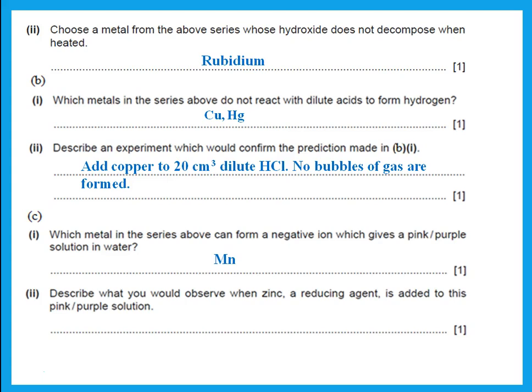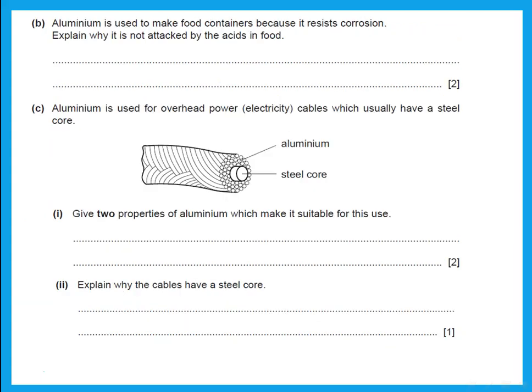Remember, when we were talking about oxidizing agent, we said potassium manganate is an oxidizing agent. So when it reacts with something that is a reducing agent, it changes from purple to colorless. Okay. Aluminium is used to make food containers because it resists corrosion. Explain why it's not attacked by acid.